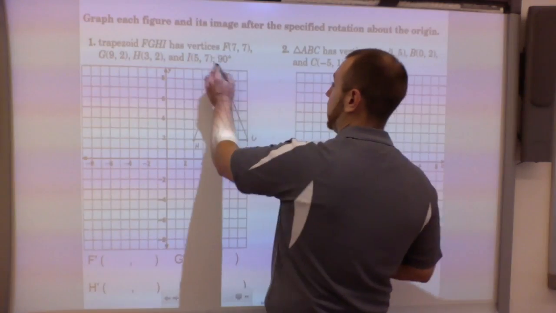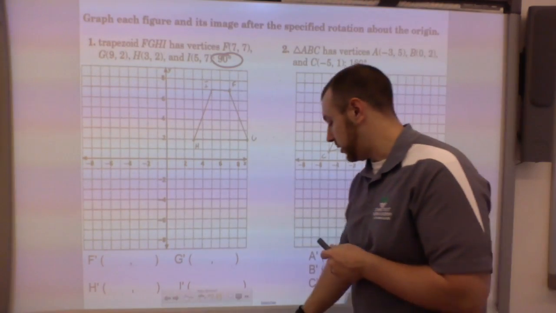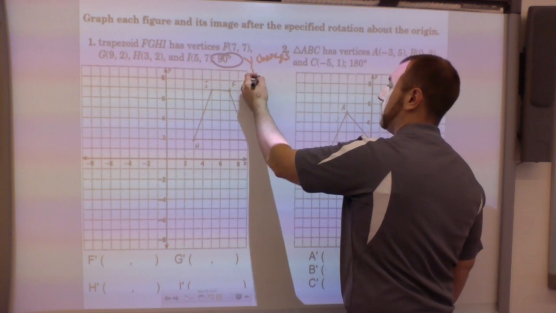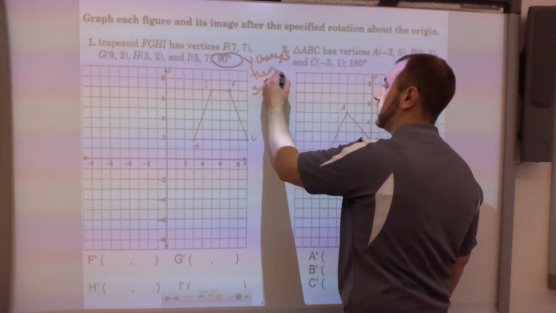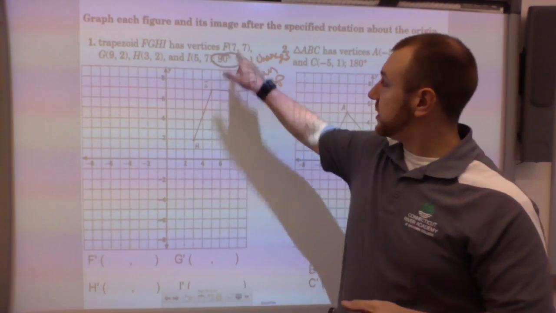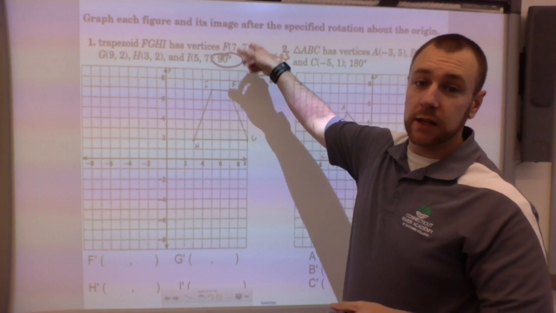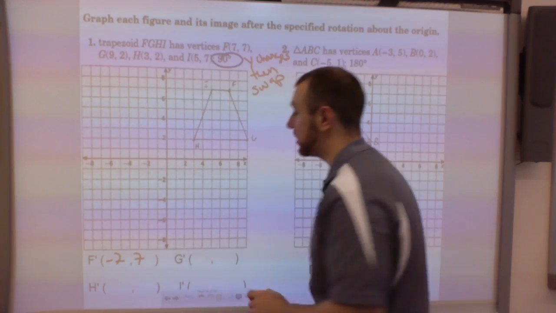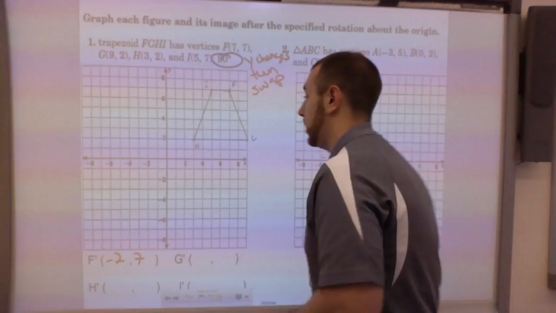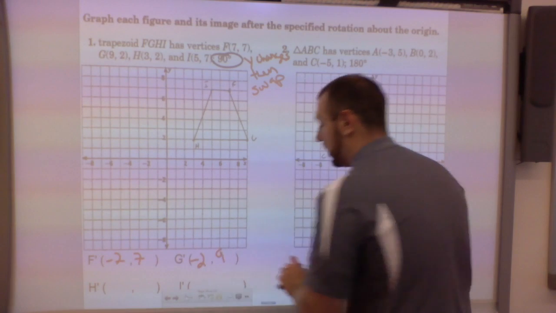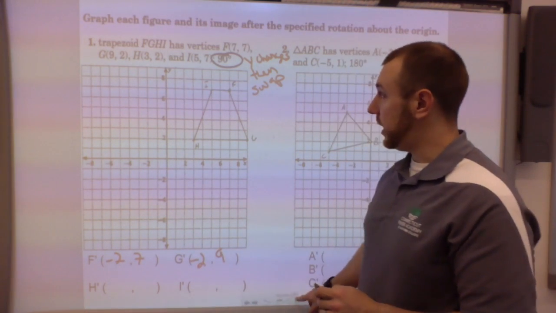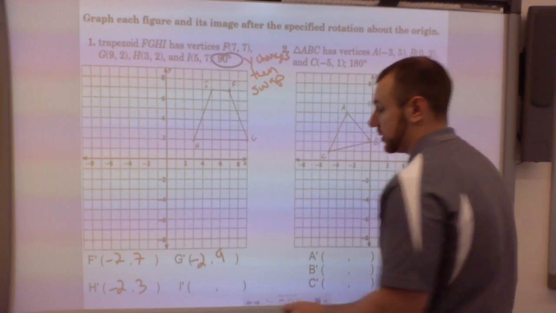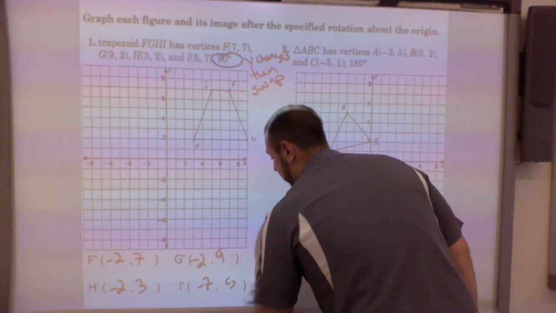Now for the next ones, I'm doing it for 90 and 180. Well, again, 90, just to remind you, y changes, then swap. Okay, so if I take (7, 7), I'm going to change the y, and then I'm going to swap. So my new F point is (-7, 7). G is going to become (-2, 9). My H is going to become (-2, 3). And my I is going to become (-7, 5).